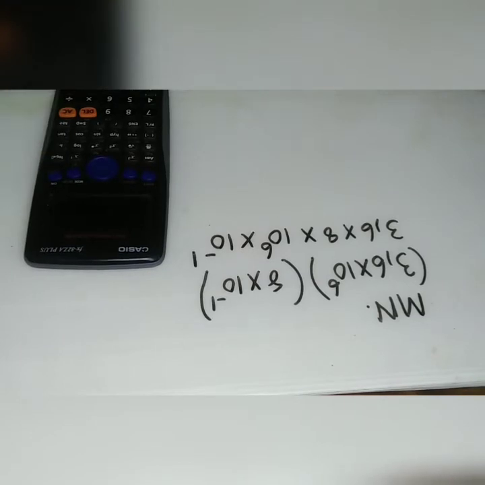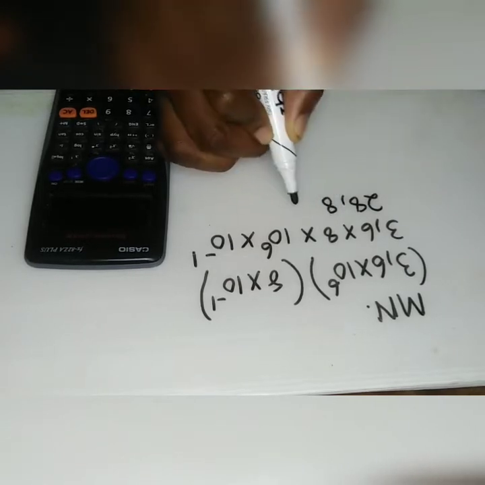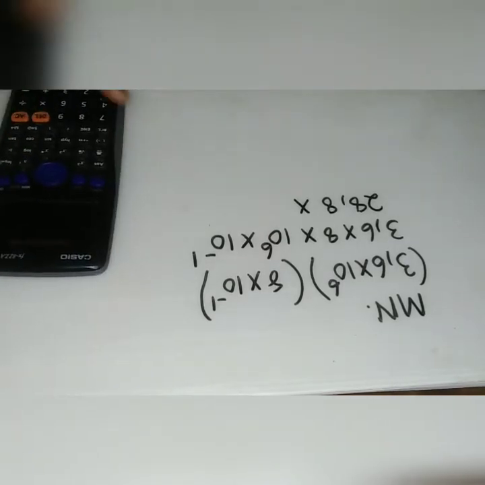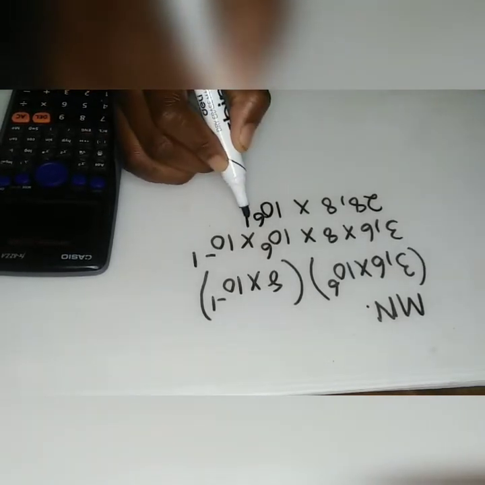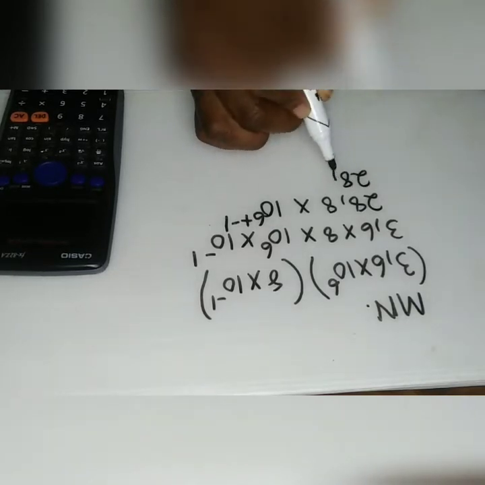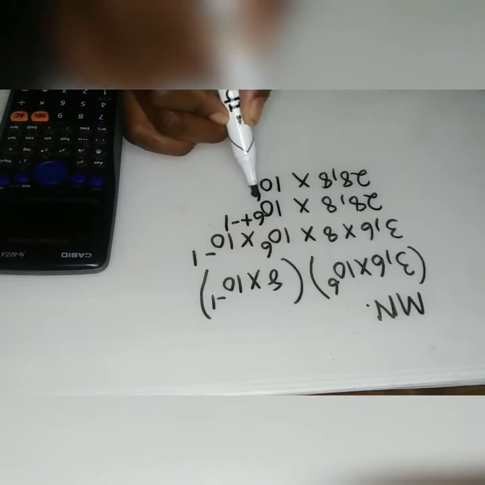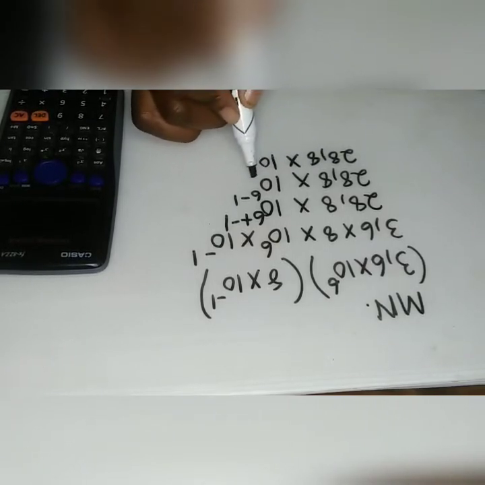I'm going to be using my calculator. Remember, your calculator, your best friend. 3.6 times 8. You guys need to know how to use your calculators. I'm getting 28,8 times 10 to the power 6 times 10 to the power minus 1. Using my laws of indices, I'll simply add the powers. But 6 plus minus 1, the plus and the minus give me a negative, right? So it's 10 to the power 6 minus 1, which is 28.8 times 10 to the power 5.